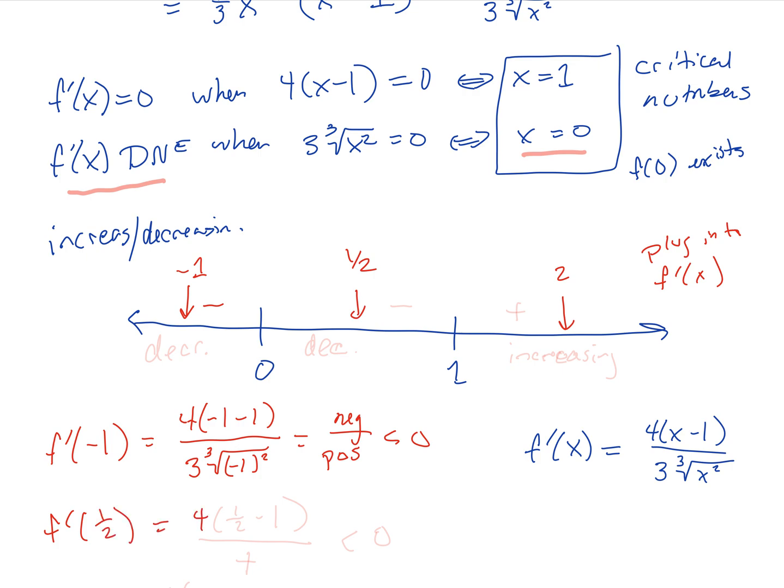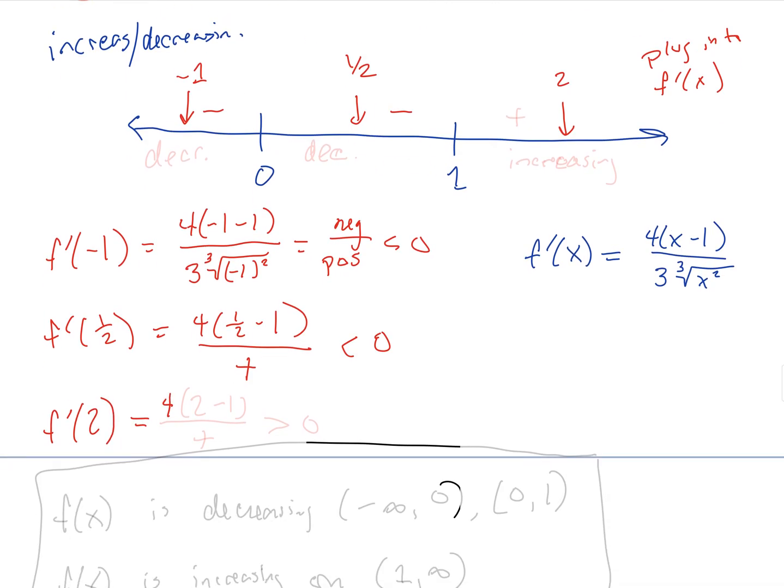F prime of 1/2, so again that's 4 times 1/2 minus 1 divided by 3 times the cube root of something squared. Something squared is always positive, so the denominator is always going to be positive here. And so we've got 4 times 1/2 minus 1, that's negative. So this is also less than 0. The numerator is negative, the denominator is positive, so this is also negative. And f prime of 2, that is 4 times 2 minus 1 divided by a positive value. 4 times 1, that is greater than 0 over a positive, so positive here. And so an interesting thing happened here. Even though 0 is a critical number, whether the function was increasing or decreasing at that point did not change. So we are decreasing, and then we are decreasing, and then we are increasing.